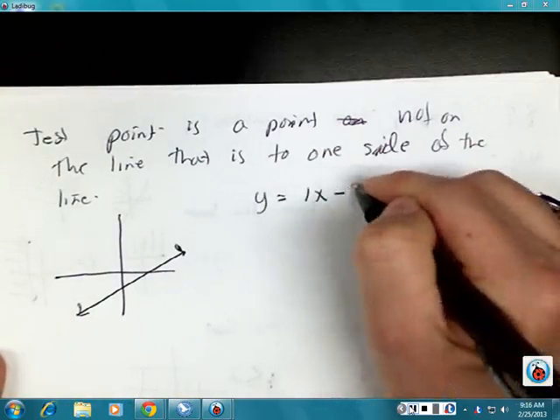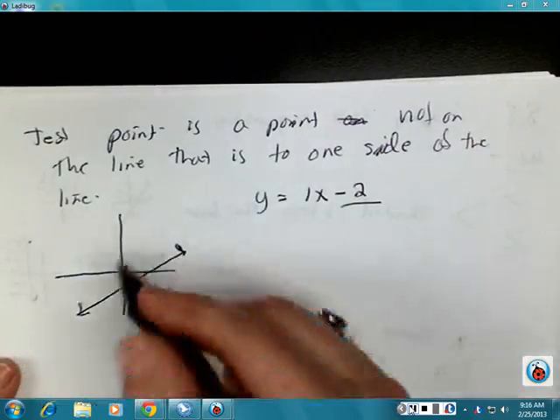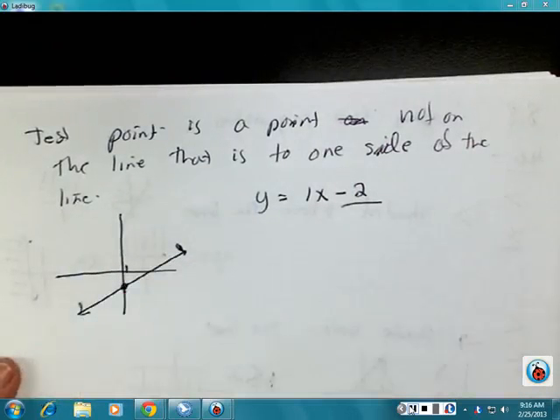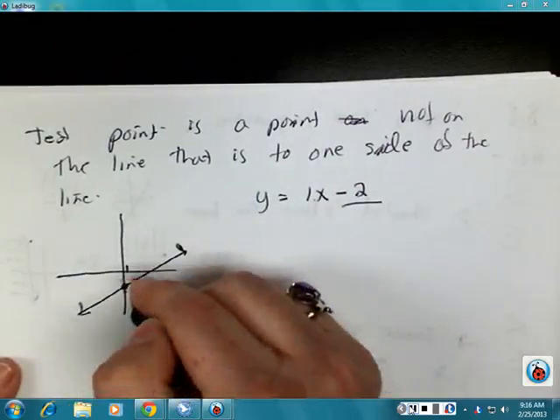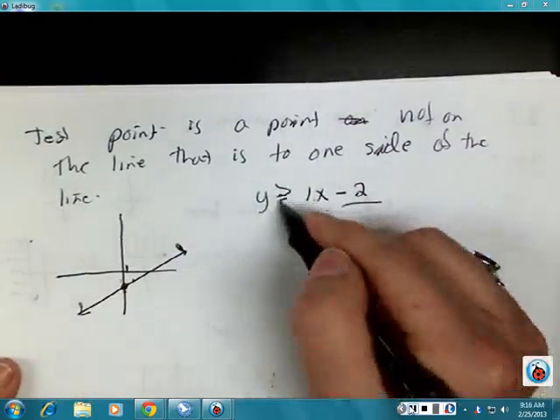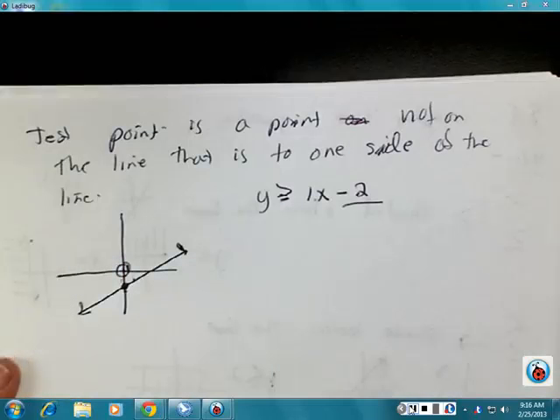1x minus 2. The negative 2, remember, was my intercept, not my slope. So it's crossing down here at negative 2. My slope said to rise 1 and run 1. I have an equals in there. And a test point that we could use was at 0, 0.